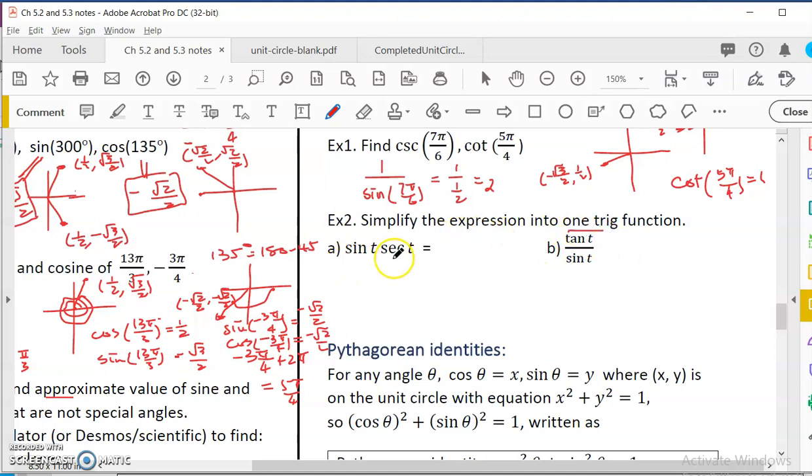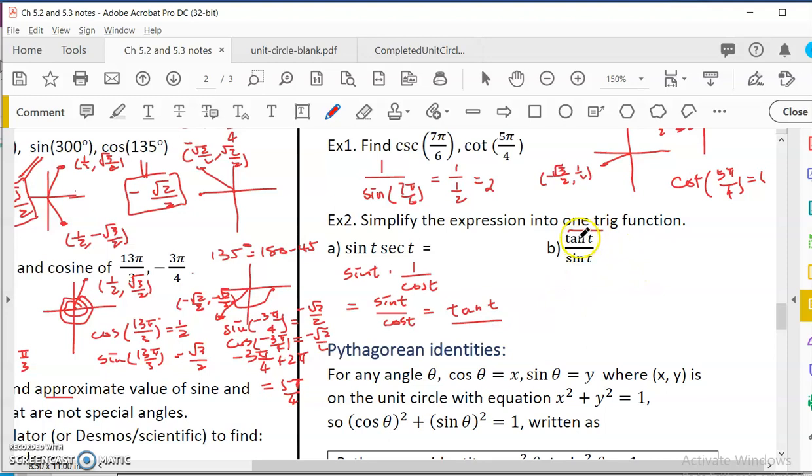For example, sine t times secant t. Sine t is just sine t. Secant t I can rewrite as 1 over cosine t. Multiplied together, that is equal to sine t over cosine t. Do you recognize what sine t over cosine t is? You can write it as tangent t. So that's one function.